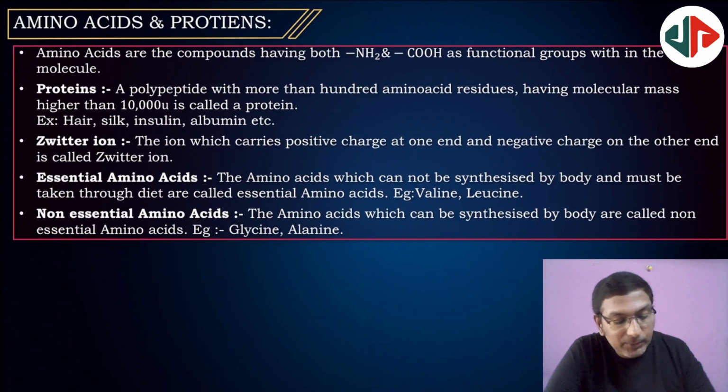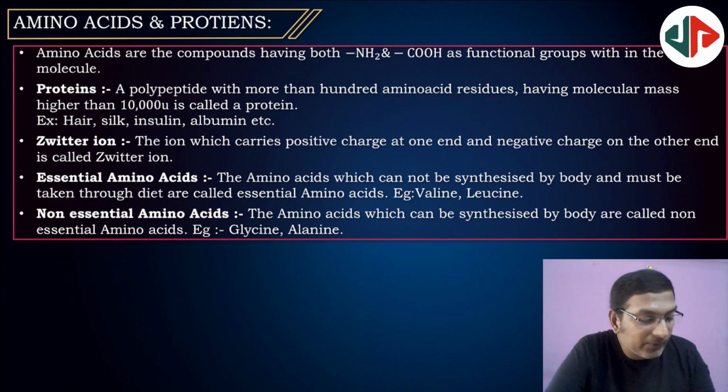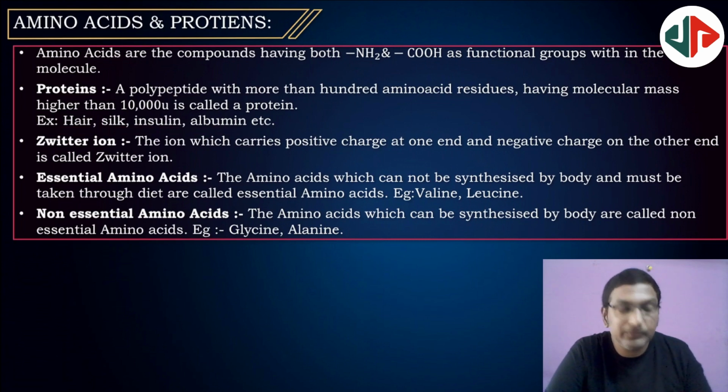Next, amino acids and proteins, main points. Amino acids are the compounds which contain both NH2 and COOH groups. Next, proteins. Proteins are the polymers of alpha amino acids. Protein examples: hair, silk, insulin, egg albumin.